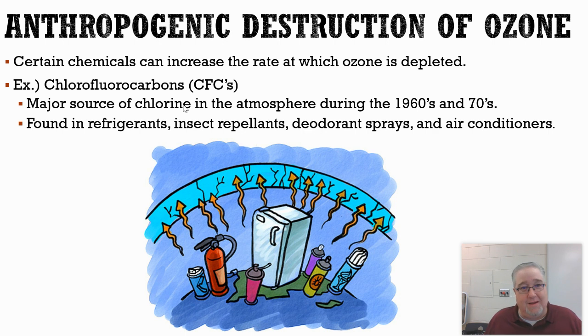We use something else, and I'll explain that in a little while. But back in the 60s and 70s, we used these chemicals called CFCs, and that's what helped keep your fridge cold. They were also used in things like insect repellents, aerosol sprays, and air conditioning units, but refrigerants was one of the major uses of them.